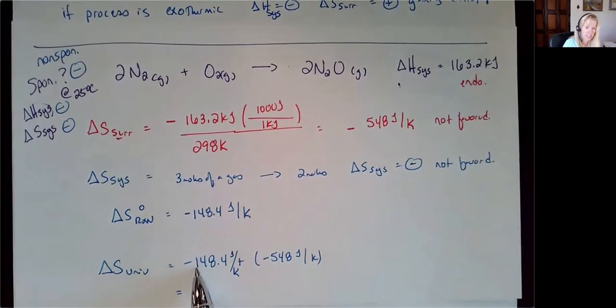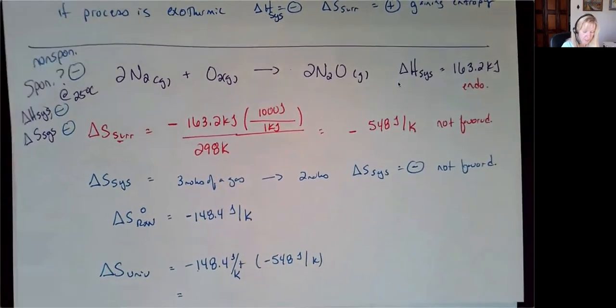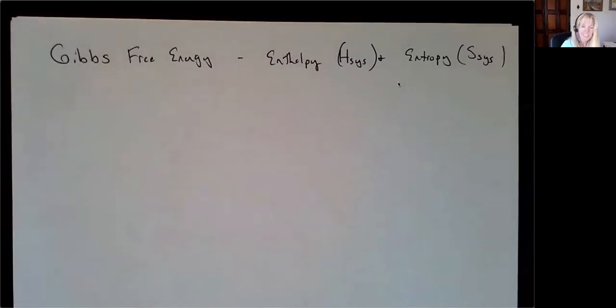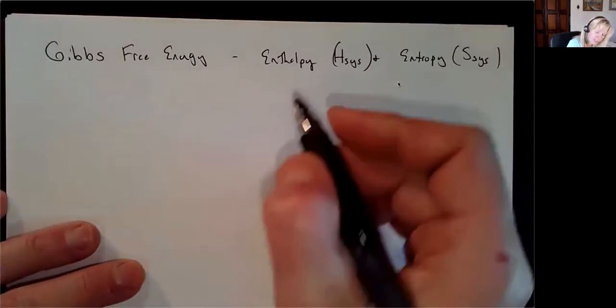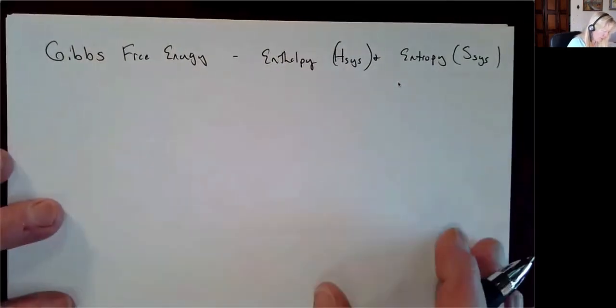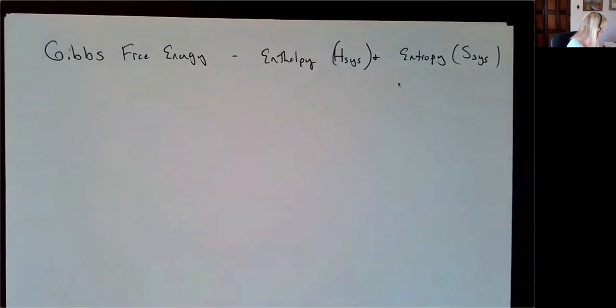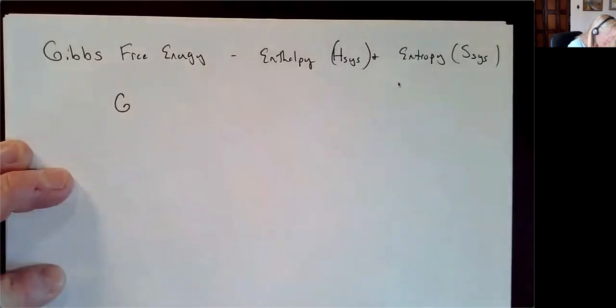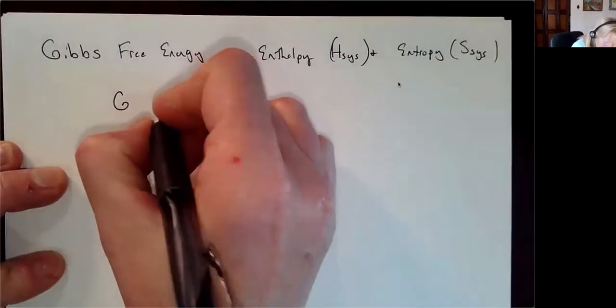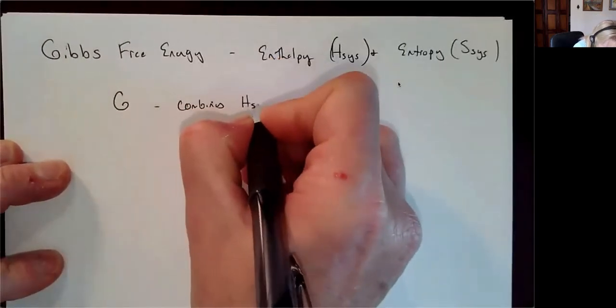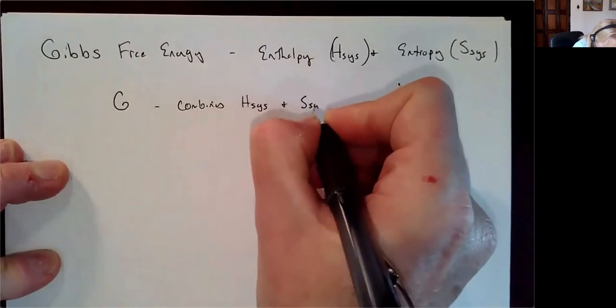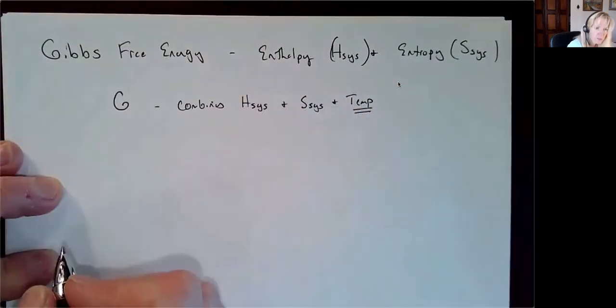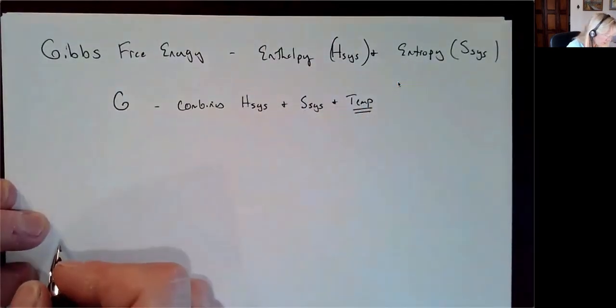If it's decreasing, it's negative, then it's non-spontaneous. So this is going to allow me to not have to go through all that, because it's going to put these into one equation. And we're going to relate it to this new energy term called Gibbs free energy, capital G. This is also a state function. It combines H of the system, S of the system, and temperature. So it's going to combine all three of those together.